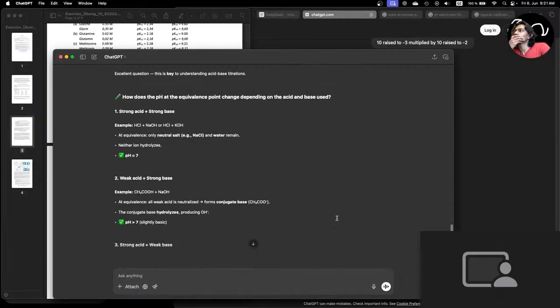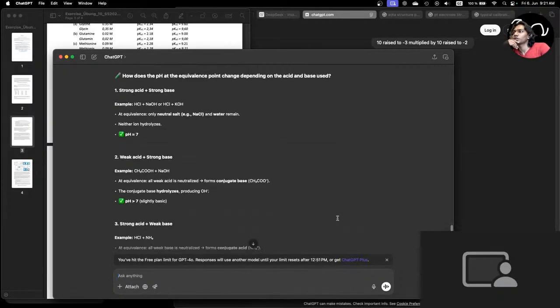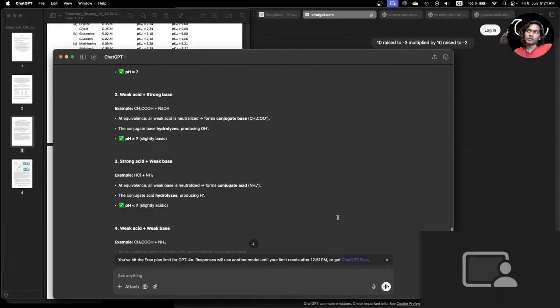Strong acid, strong base: pH of 7. Weak acid, strong base: pH greater than 7. Strong acid, weak base: pH less than 7. It's a bit acidic.